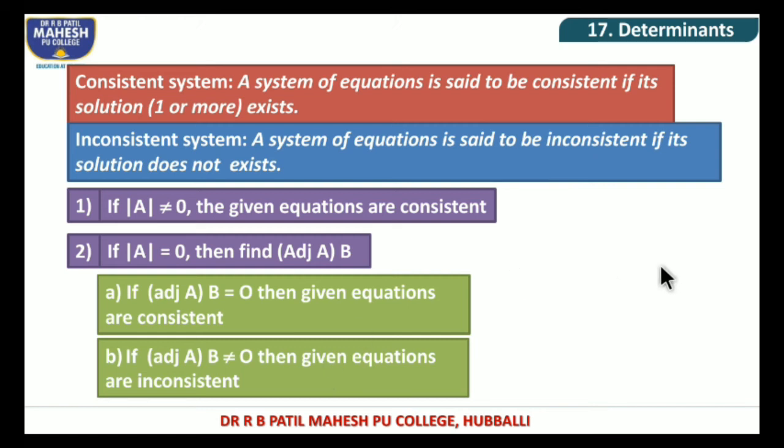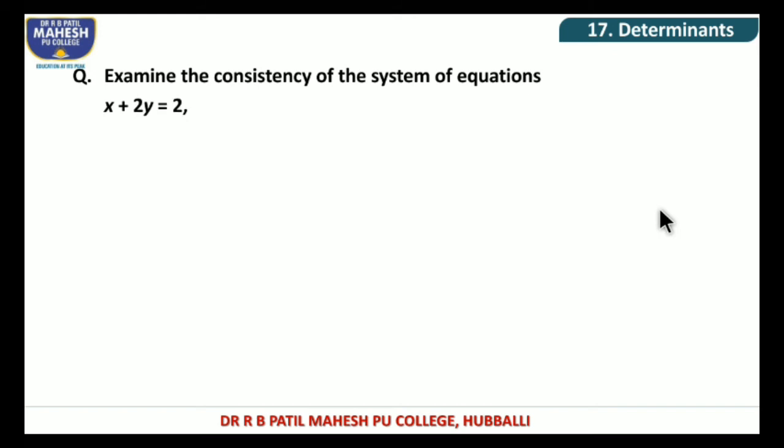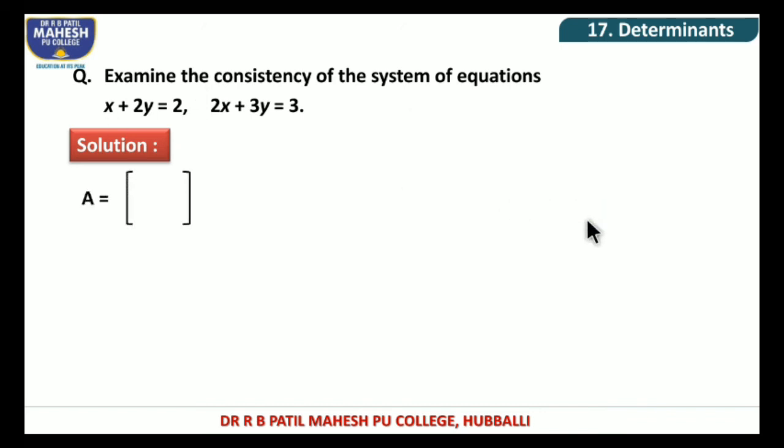Now I am going to consider an example. The question is: examine the consistency of the system of equations x + 2y = 2, 2x + 3y = 3. So these are the two equations and here we have two unknowns x and y. To check whether the system is consistent or not, I am going to take this system of equations in the form AX = B. Therefore, the matrix A is equal to 1, 2, 2, 3 and the matrix B is the column matrix 2, 3.